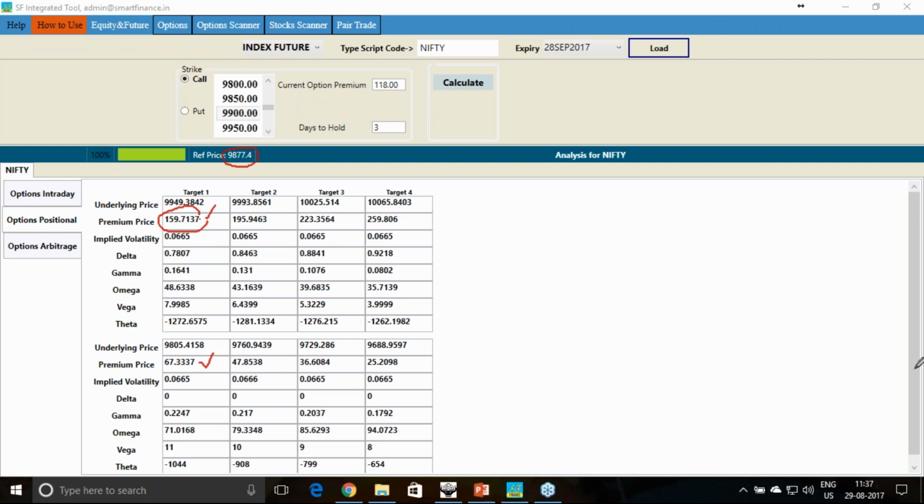This is how you estimate, and you get all the information about the IVs. Currently the IVs are 6.65%. If you go for delta, vega, theta and other details of the option Greeks, that also you get for this particular option. So this is how you should do the positional option.